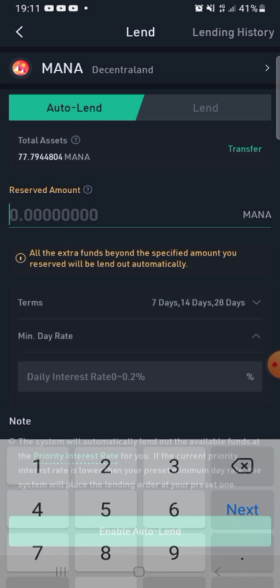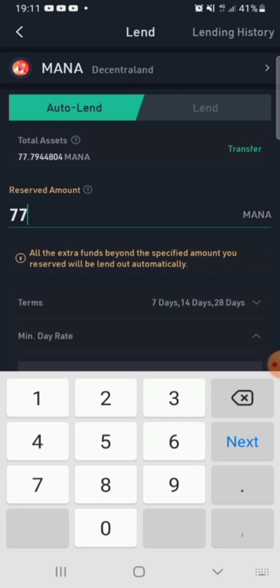But we are gonna get there. Anyways, guys, so basically you just put in the amount that you would want to lend. It doesn't have to be the full amount. I'm putting the full amount in because I'm not gonna be touching this mana anytime soon until the price is right. So in the meantime, while prices are down, why not make more mana, right?